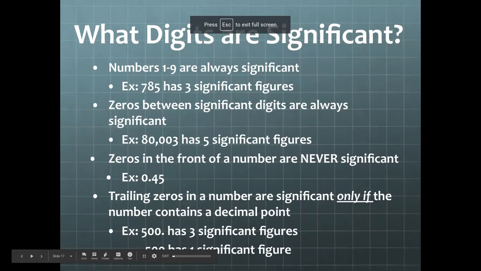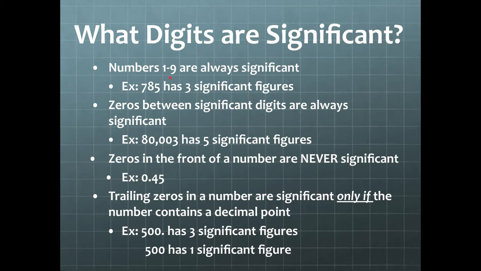So if you remember from our previous lesson, we talked about determining significant figures and that the numbers 1 through 9 are always significant, meaning they always count. So the numbers 1, 2, 3, 4, 5, 6, 7, 8, and 9 always count when I determine significant figures. If you look at my example down here, the 7, the 8, and the 5, all three of these are numbers from 1 to 9, and so they're all significant. So I have 1, 2, 3 significant figures here.